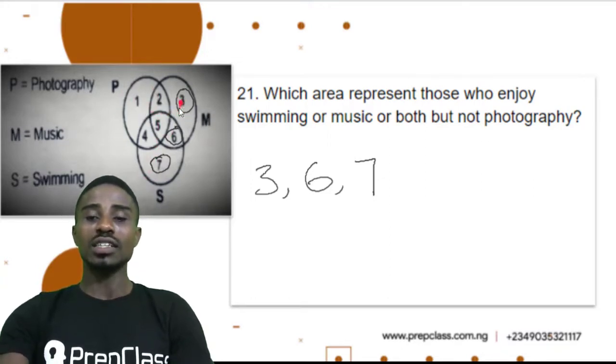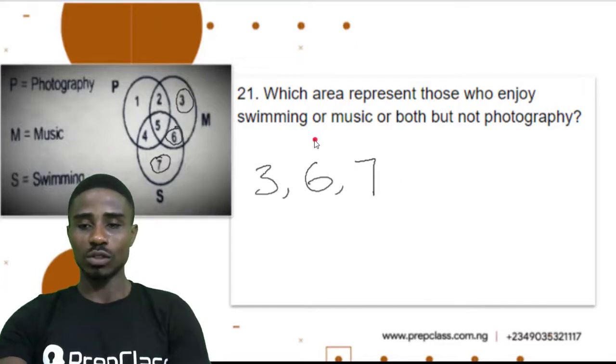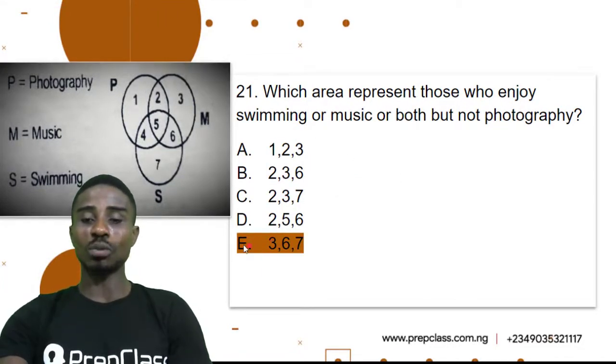If you look at these, 3 has to do with music only, 7 has to do with swimming only, and 6 has to do with both music and swimming. None of them has to do with photography. So our answer would be 3, 6, 7, as I've written it here. That would be our answer to question 21. Let's check it out. Question 21, option E is 3, 6, 7. All right, let's look at the next question.